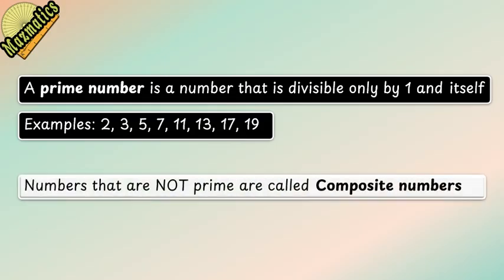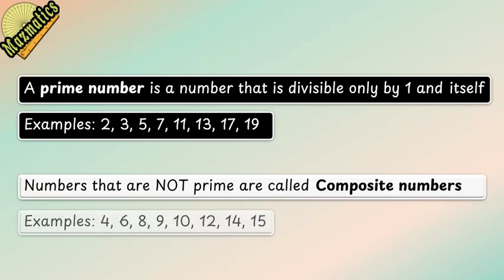Composite numbers. Numbers that are not prime are called composite numbers. Examples: 4, 6, 8, 9.